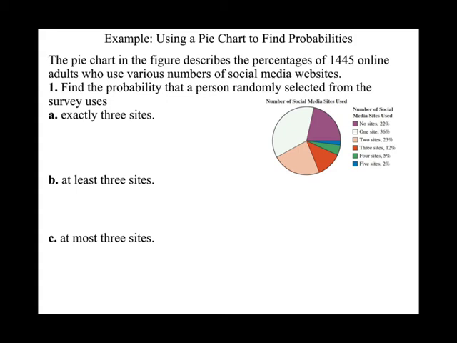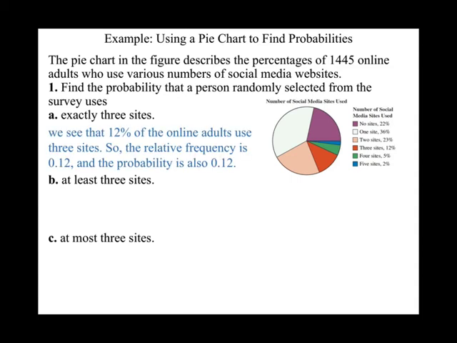Using a pie chart to find probabilities. The pie chart in the figure describes the percentage of 1,445 online adults who use various numbers of social media websites. Find the probability that a person randomly selected from the survey uses exactly 3 sites. Exactly 3 sites is going to be here. So 12%. We can use the relative frequency, which is equal to 0.12. And you know that probability is equal to the relative frequency. So that will be equal to 0.12.